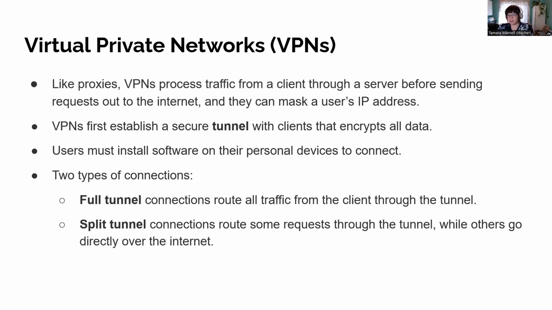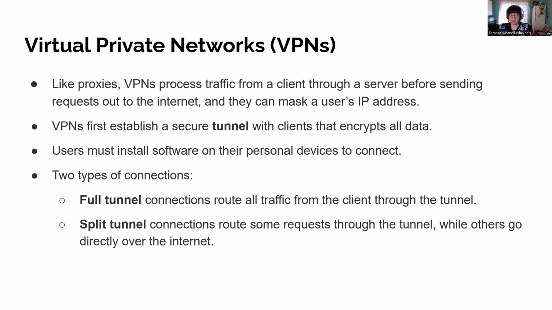So there are two types of connections to be aware of with VPNs if your institution provides one to students and faculty. Full tunnel connections route all traffic from the client through the tunnel, so you don't have to worry about it. Like literally everything somebody does on the internet is going to go through your institution's VPN server. However, if you offer a split tunnel option, split tunnel connections route some requests through the tunnel and others go directly over the internet. And this can be more efficient.